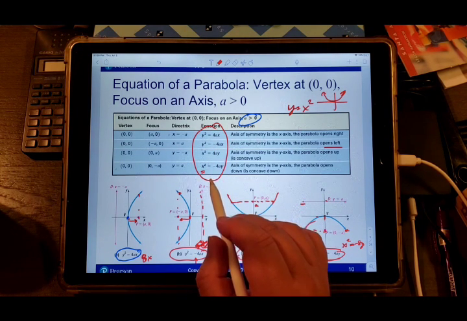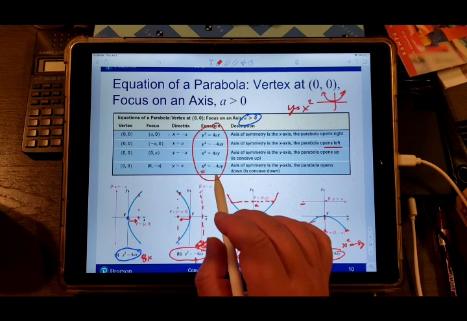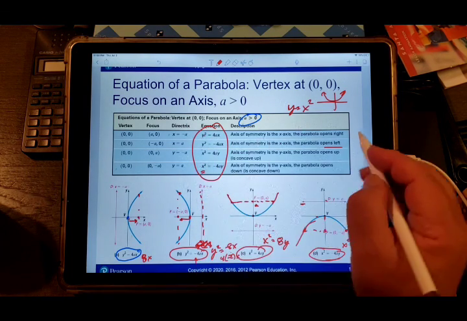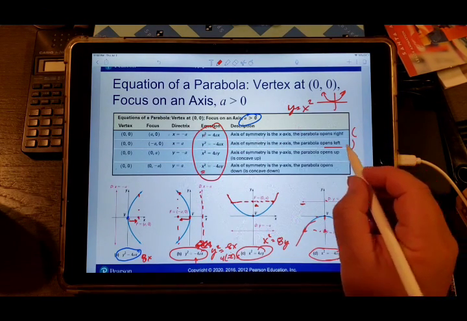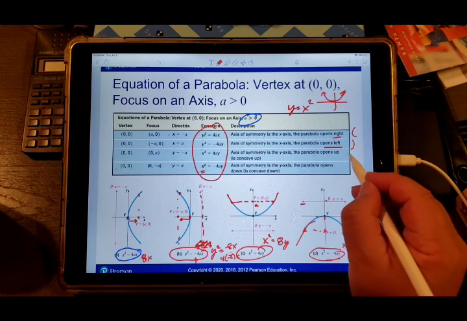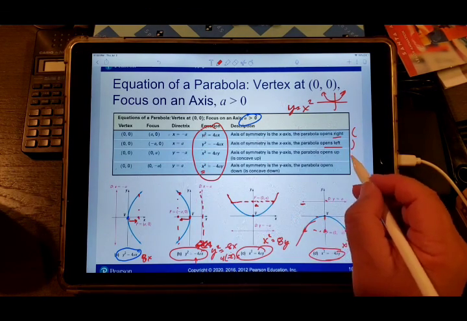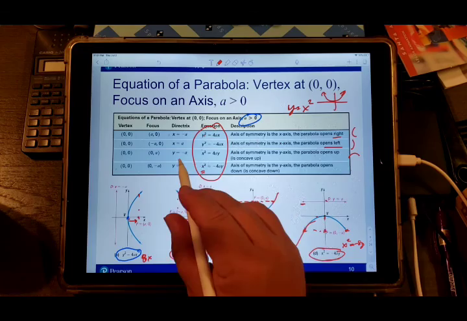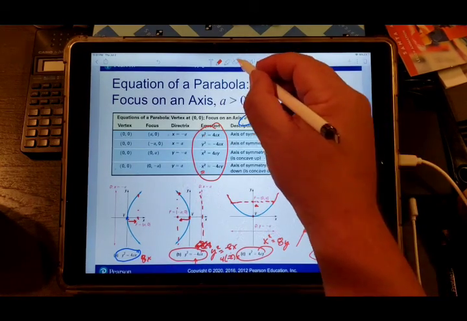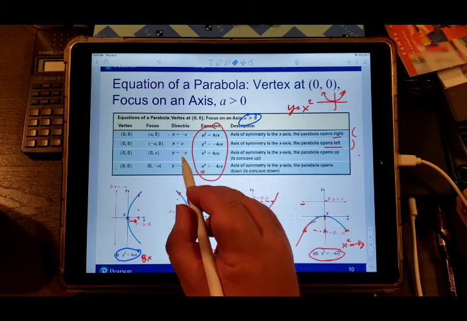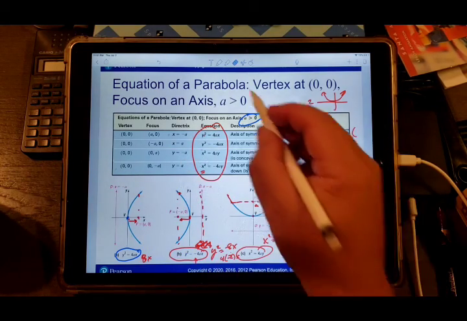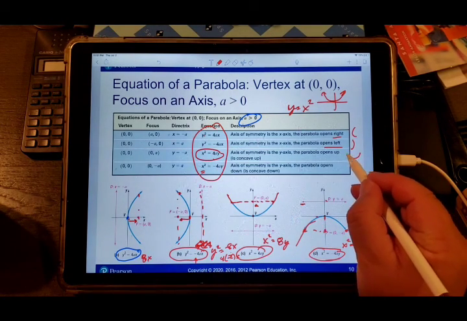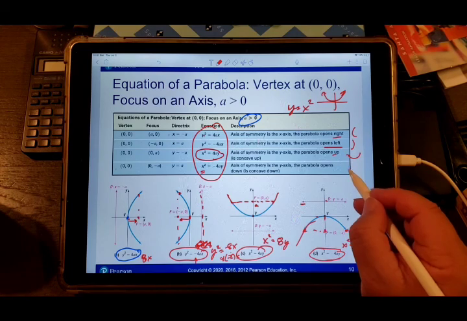So if you have that and you just pay attention to what's being squared: if y is squared, it opens to the left or to the right. If x is being squared and things are negative, it opens down. And if things are positive, it opens up. If you have something like this with no negative sign, yeah, it opens up. And if you see a minus sign, it opens down.